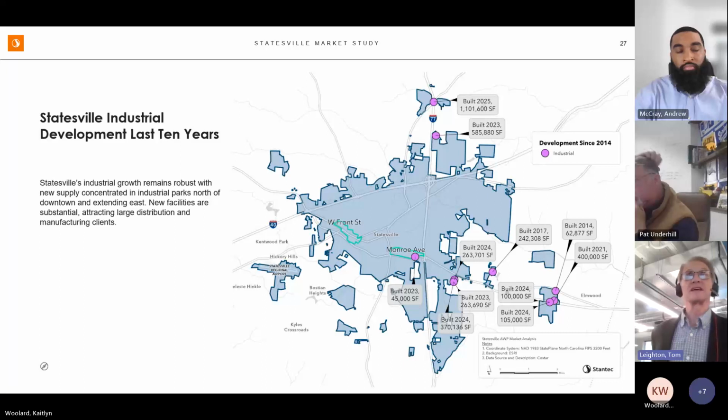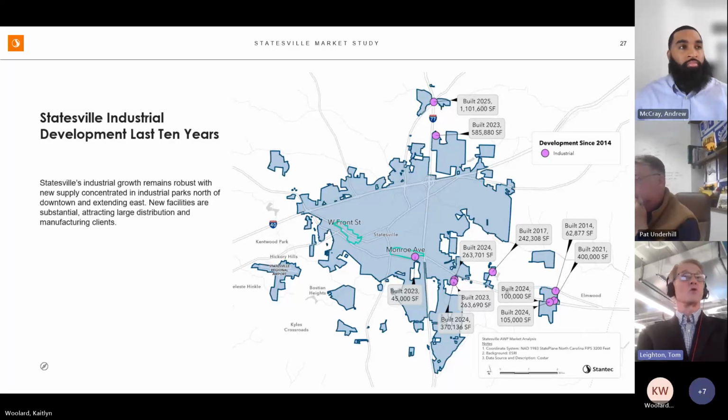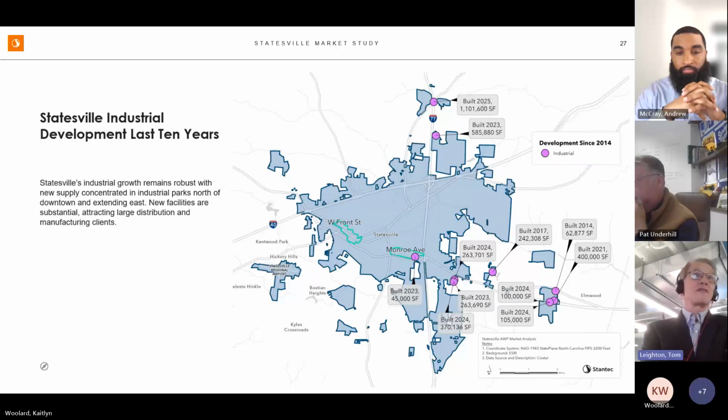This slide looks strictly at industrial development in the last 10 years as a way of thinking about the economic growth in Statesville. There are 2 things that are really striking about this chart. One is the size of the industrial facilities that are being built in Statesville. And the second is, if you look at the dates when they were constructed, 75% of them have been constructed in the last few years or are under construction.